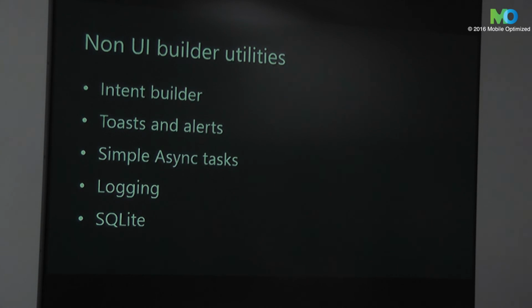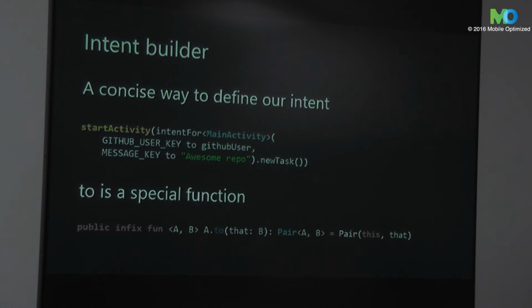But Anko is not just about UI utilities. We also have an intent builder function where we can create a new intent in a concise, easily readable manner. We have this key and the value, which we put in the extras of the intent. Also, we define our activity type, and the new task is actually setting a flag on the intent. So it's easily readable and much more concise than the usual way.